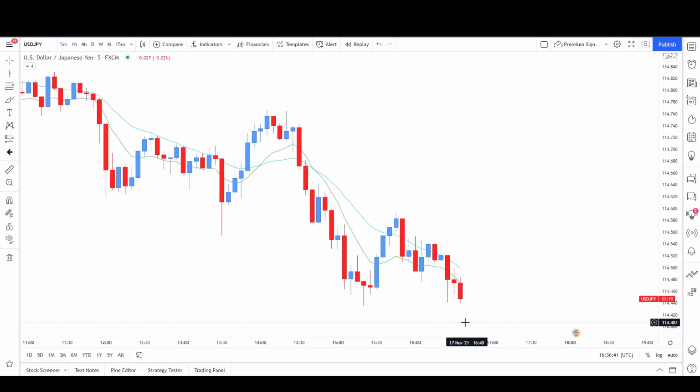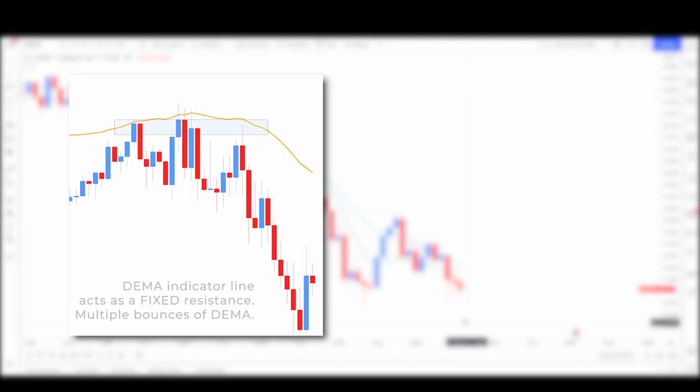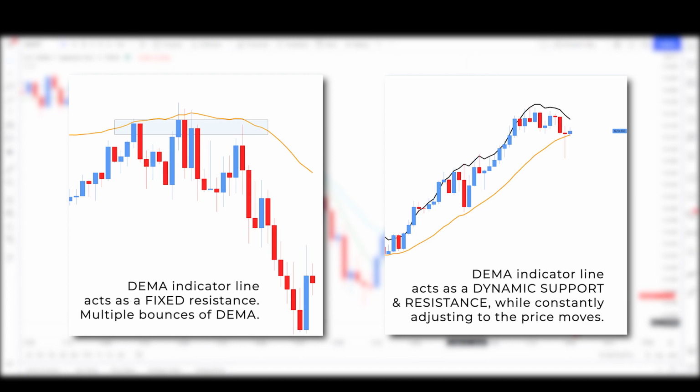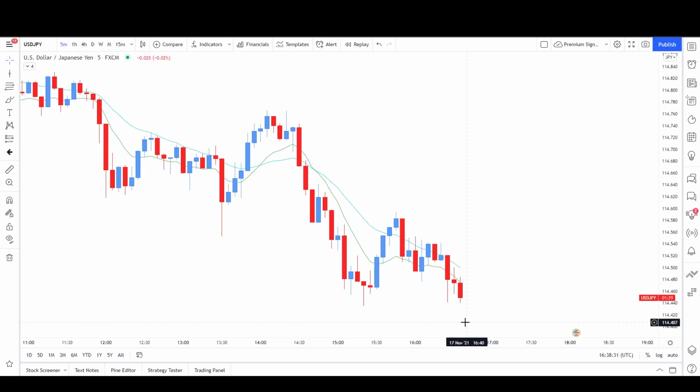We know about support and resistance as horizontal lines or diagonal trend lines, but dynamic support and resistance are totally different. The main difference is that dynamic support and resistance levels are constantly changing and moving with the price. So to make things clear, the double EMA indicator can be quite useful in finding levels of support within an uptrend or resistance within a downtrend.